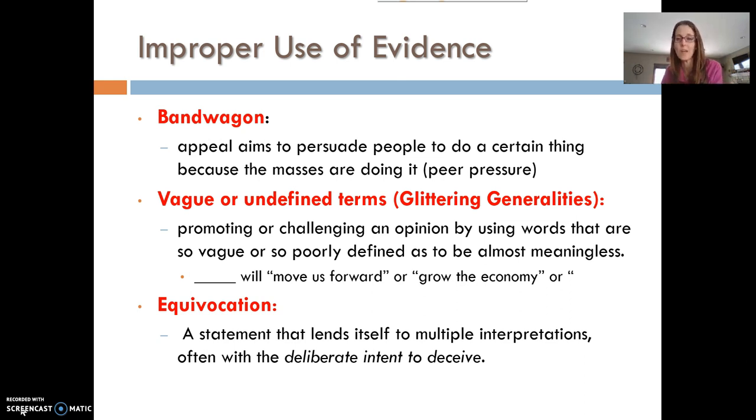Using vague or undefined terms, kind of those broad sweeping statements to change people's attitudes, are not ethical. And equivocation is purposely intending to deceive, saying something kind of vague that could be interpreted in a couple of ways with the purposeful intent to deceive your audience. And that one is super harmful, and it's something that we unfortunately see in our society a lot.